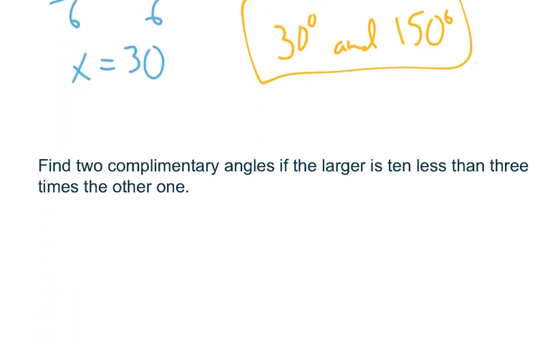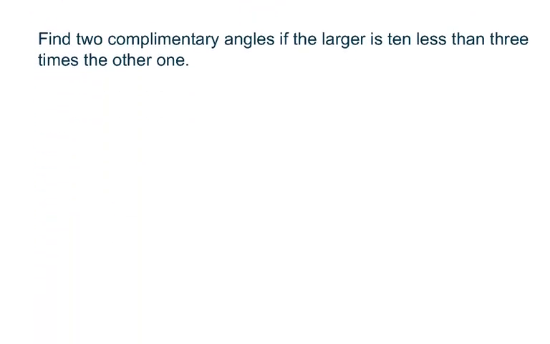All right, now let's look at another one. Let's look at one that's maybe a little more complicated. Find two complementary angles if the larger is 10 less than 3 times the other one. Oh, it got real here. Okay, now let's draw it out. Complementary angles. I'm just going to draw it here. Doesn't matter if it's to scale.